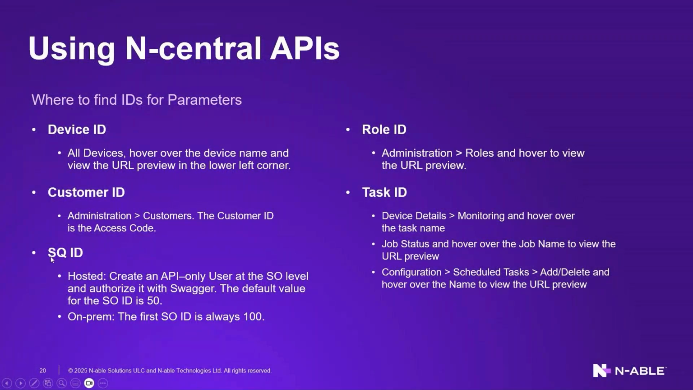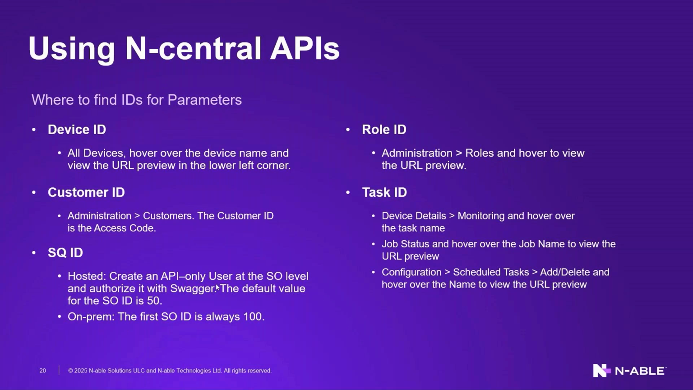That's the service organization ID. So when you're using hosted, by default, it's going to be 50, provided you're creating the user account. You're always going to be creating the user account or the API user account at the service organization when you're hosted. When you are using a self-hosted version, the first SO is always 100. Again, I recommend you create the API user account at the SO level, even if you have multiple SOs, and you can use 50 in those cases as well.